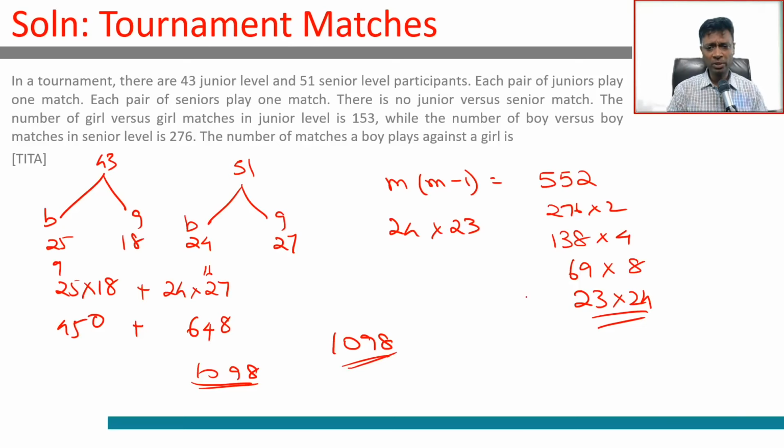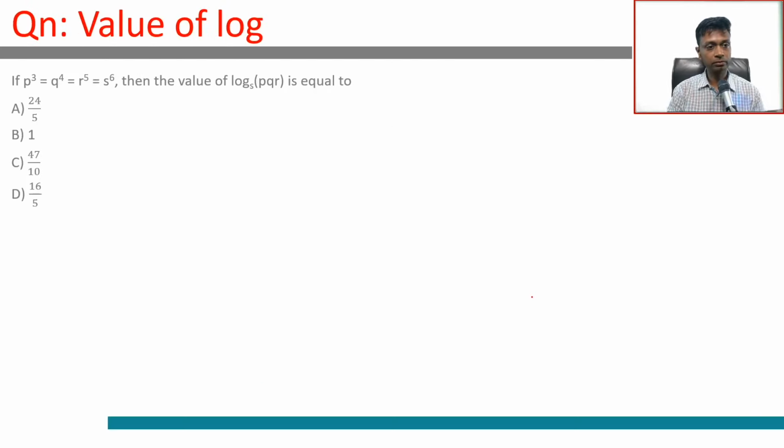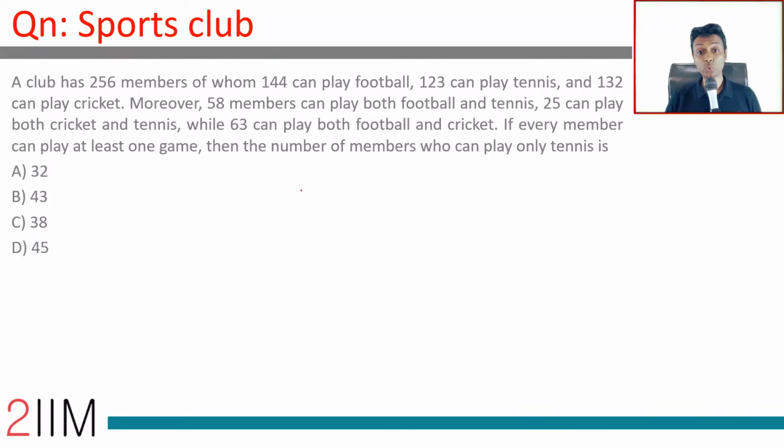And very, very doable question. You need to be very comfortable with thinking in terms of NC2 and MC2. And then do the quadratic equation or consecutive numbers multiplying part reasonably quickly, and then jump in and plonk the answer. A club has 256 members, of whom 144 can play football, 123 can play tennis. I'm already thinking set theory.